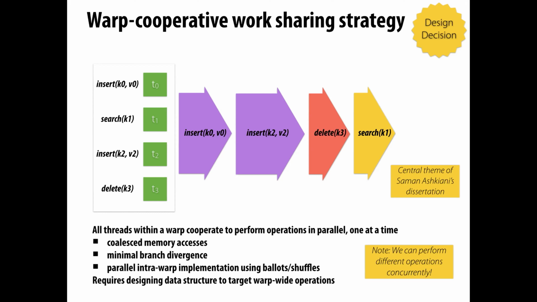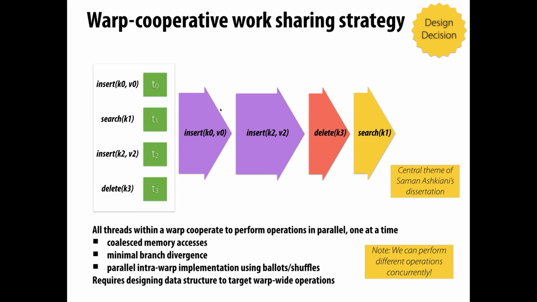We're basically serializing the 32 tasks that we need to do among a warp. So when we have 4 items here in this picture, first, all 4 of these threads cooperate to do an insertion. Then they all cooperate to do the next insertion, cooperate to do a delete, cooperate to do a search. Again, we're serializing here, but this has some advantages when we do it this way, right?